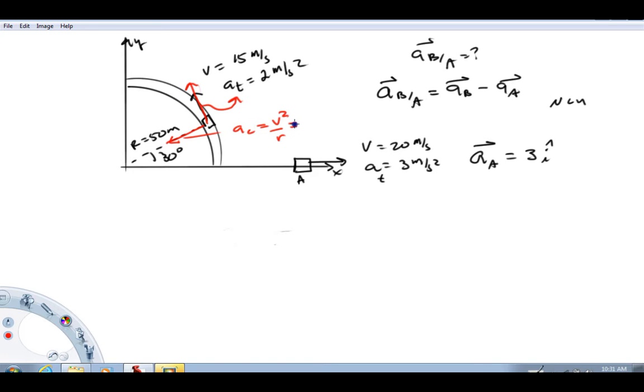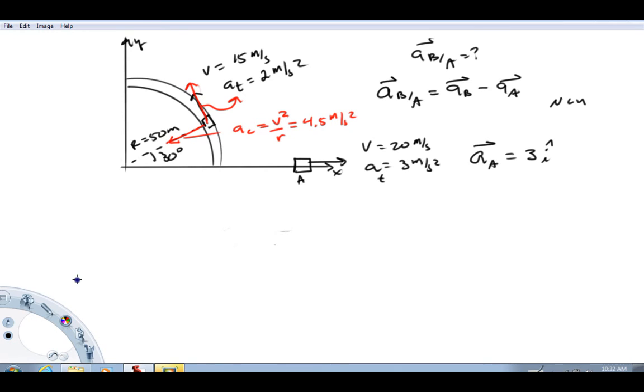All right, and I get 4.5 meters per second squared for the centripetal acceleration. So car B has a tangential acceleration of 2 and a centripetal acceleration of 4.5. Its net acceleration is the sum of the two, but it's important to note it is a vector sum, right? That net acceleration is not 6.5 meters per second squared. So we've got to think of these in terms of components here.